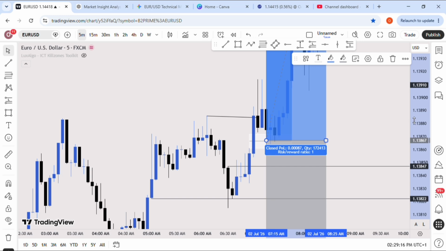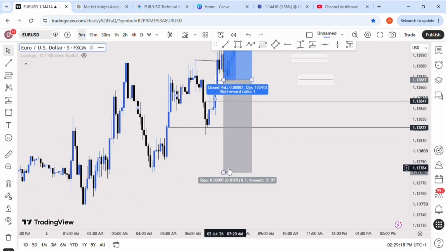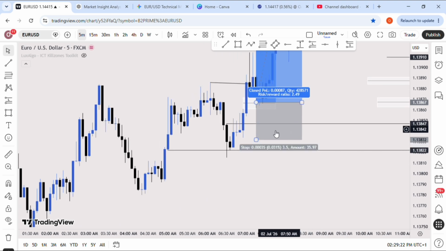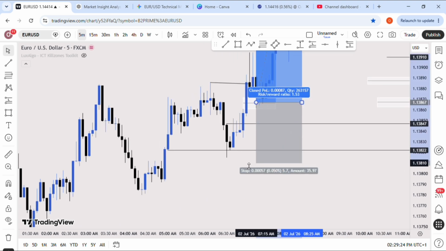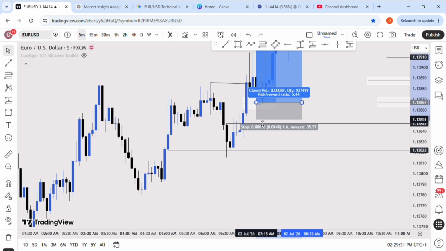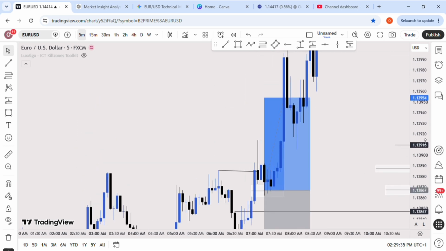We are buying from there, and our SL should be below. Your SL cannot be below here. No, because you're not buying from that model 1. You're buying from the order flow movement. So your SL will be below this side, or below here. That is where your SL is going to be.